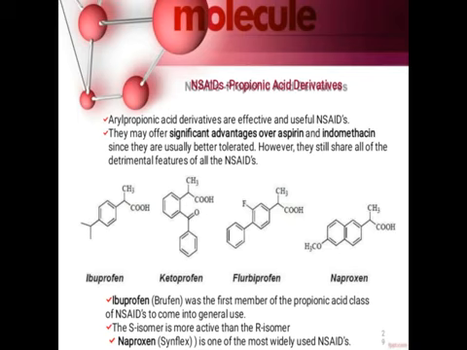The next drug is the propionic acid derivatives. Okay, so aryl propionic acid derivatives are effective as NSAIDs. They have advantages over aspirin and indomethacin. They are better tolerated and they share all the features of NSAIDs. For example, ibuprofen and naproxen. These are there in our syllabus.